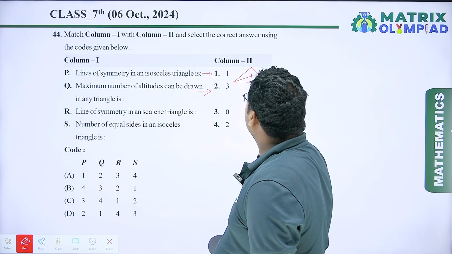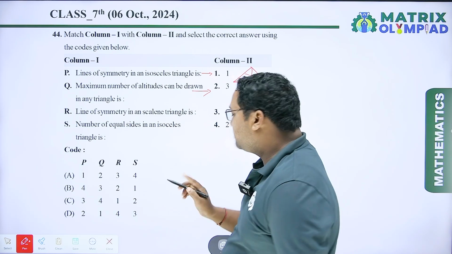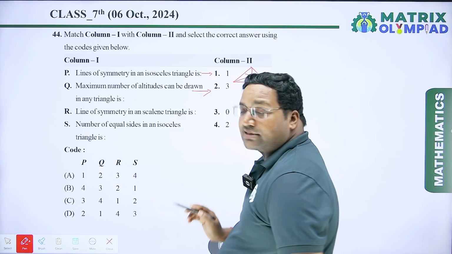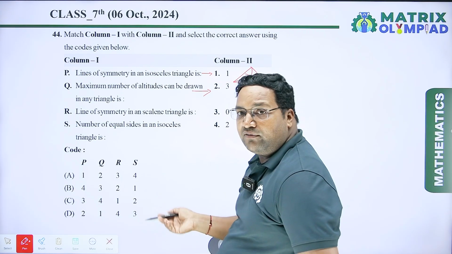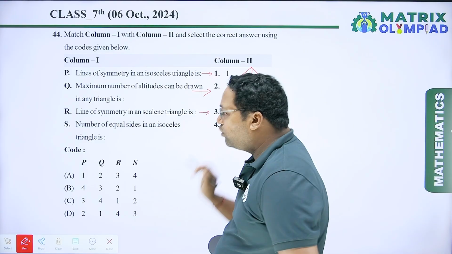This is altitude, this is altitude, and this is altitude. So the maximum number of altitudes we can draw in a triangle is 3. Lines of symmetry in a scalene triangle: in a scalene triangle we cannot draw any lines of symmetry. So here it is option 0.